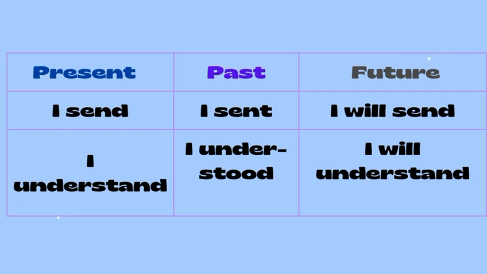We use I send for the present tense, I sent for the past tense and I will send for the future tense. And lastly, we use I understand for the present tense, I understood for the past tense and I will understand for the future tense.